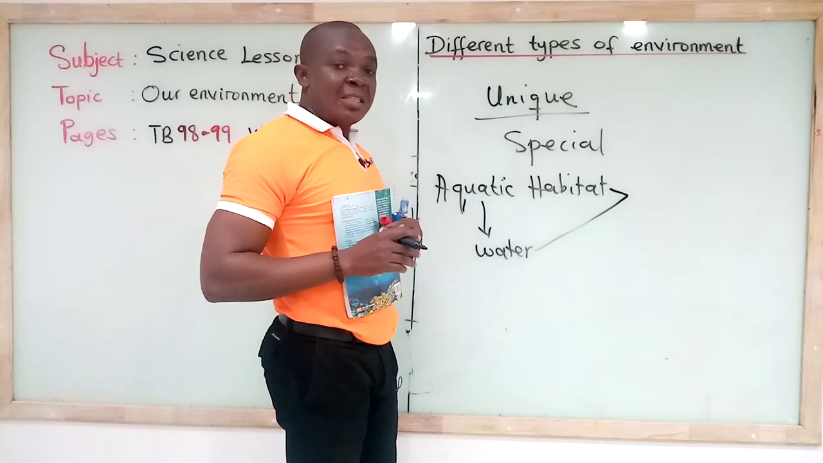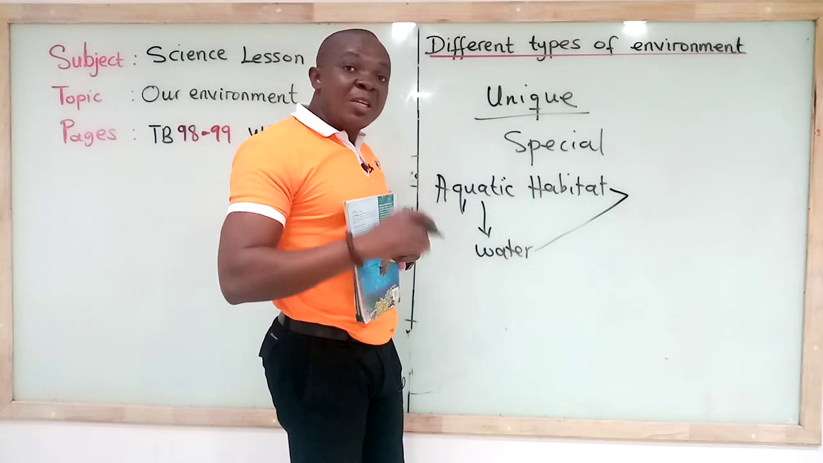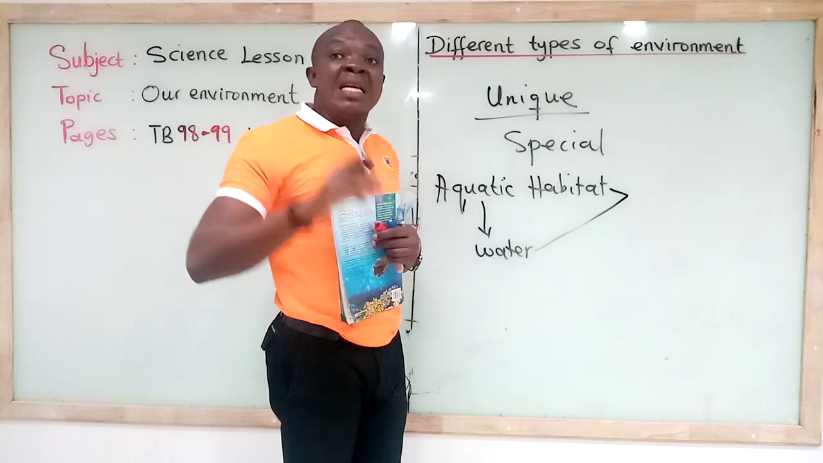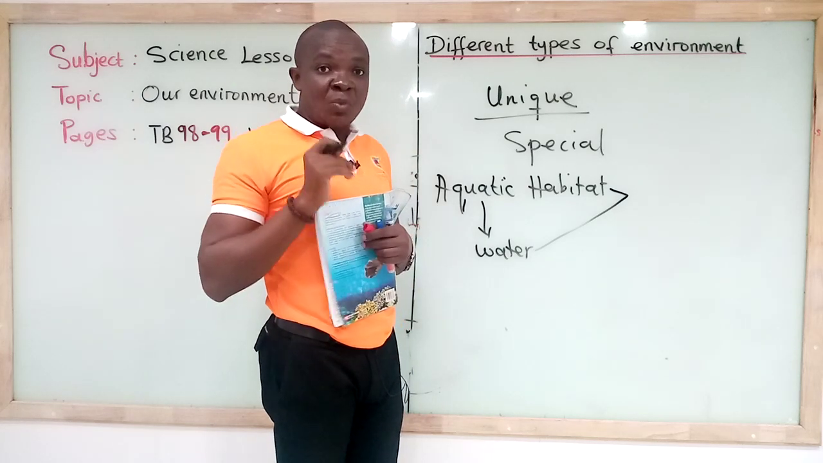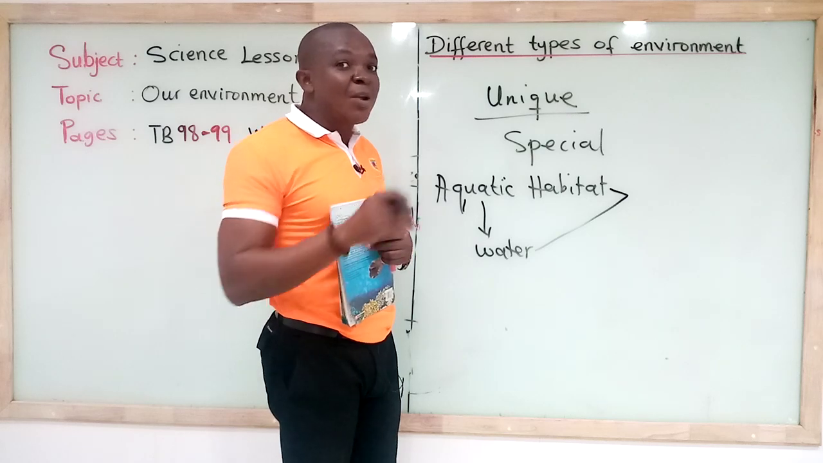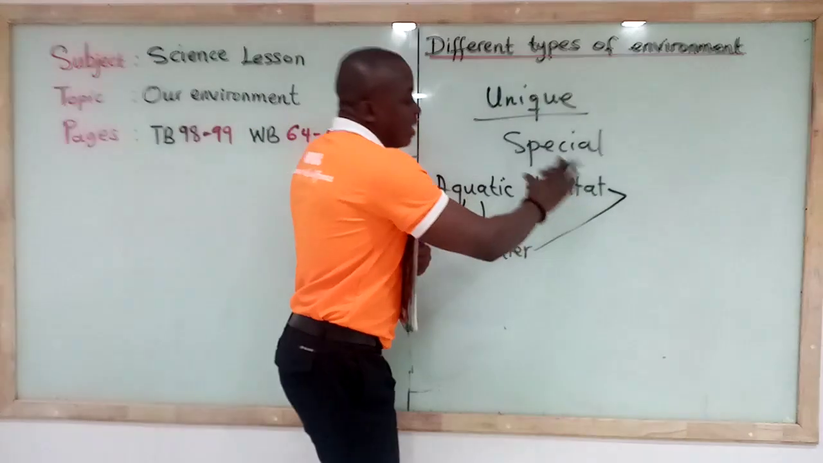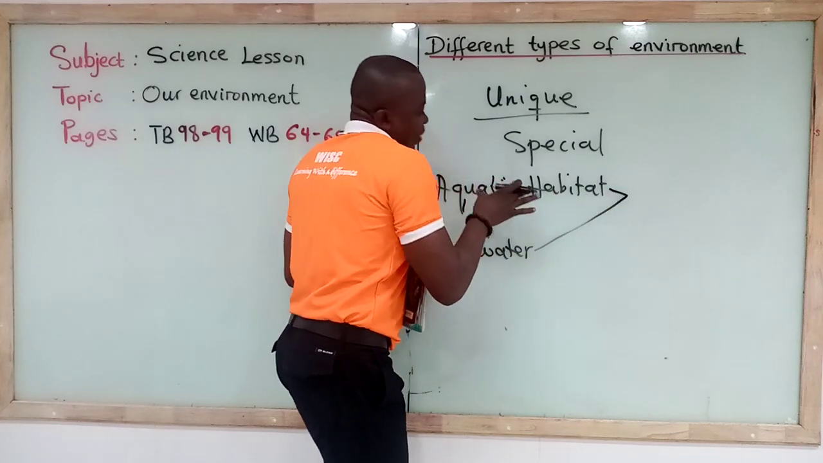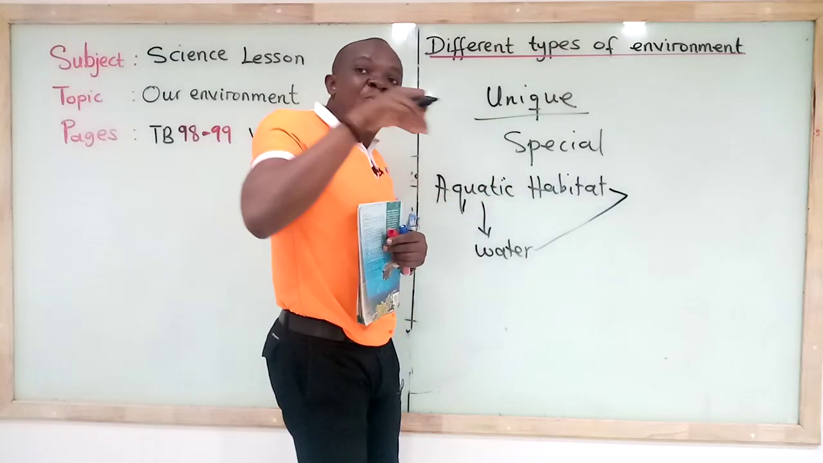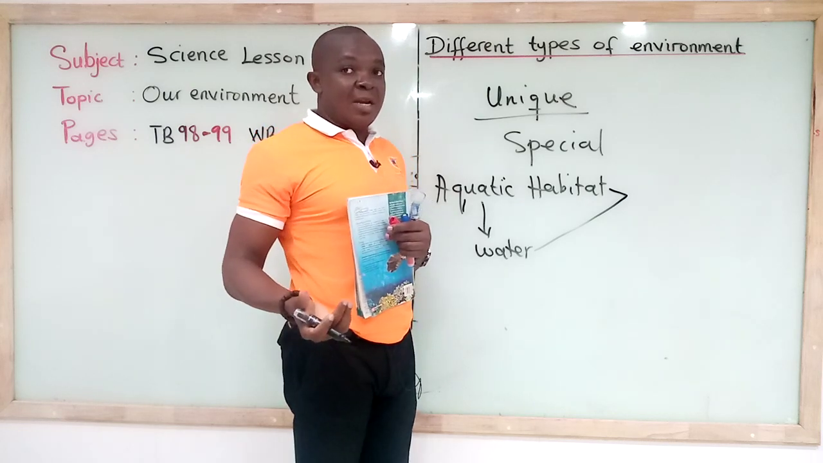Fish are able to live in water because fish are able to take in oxygen that is dissolved in water. You and I cannot take in oxygen that is dissolved in water. That is why we cannot live in the sea, isn't it? It means that all the organisms that live in an aquatic habitat are provided with certain features that help them to survive. You get the point?